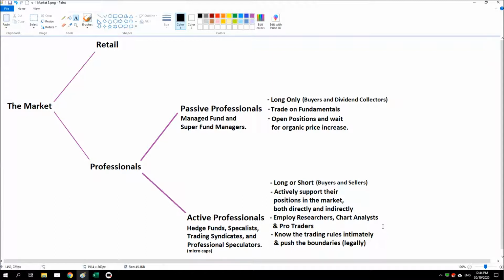The active professionals can be criticised quite a bit in the market, but they do know all the trading rules intimately, and they do push the boundaries, but they generally do so legally. Sometimes what happens appears to be a little unfair, but they're doing what they're allowed to do by the rules that are in place, and rarely do they break the rules deliberately.